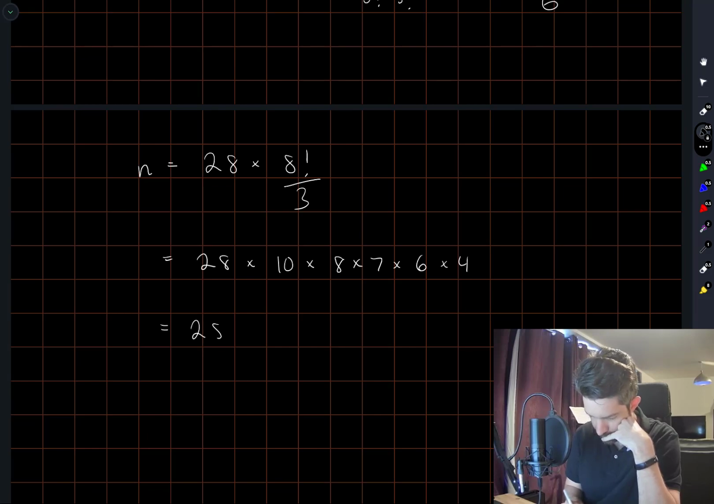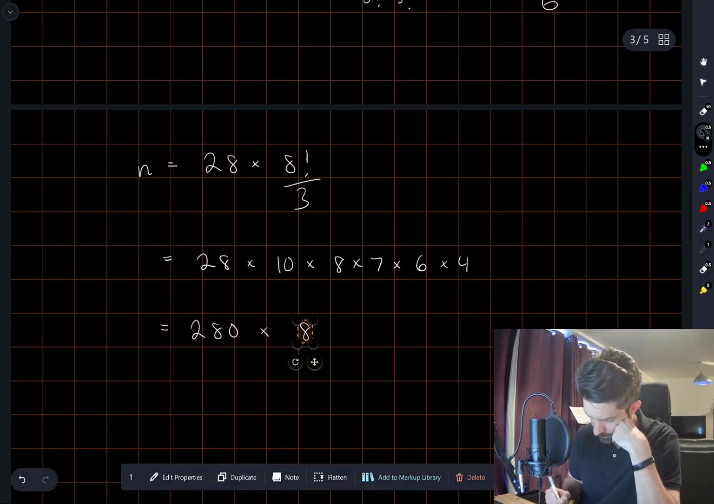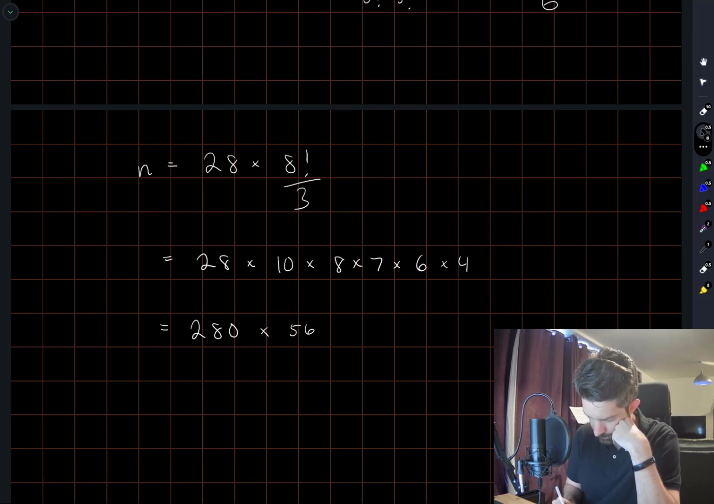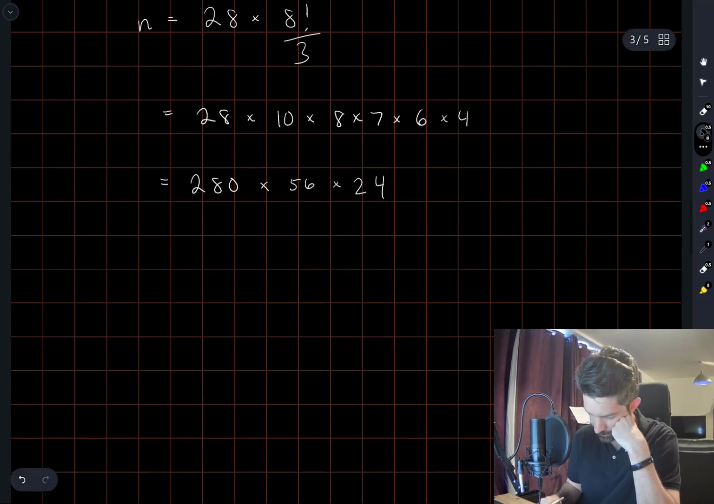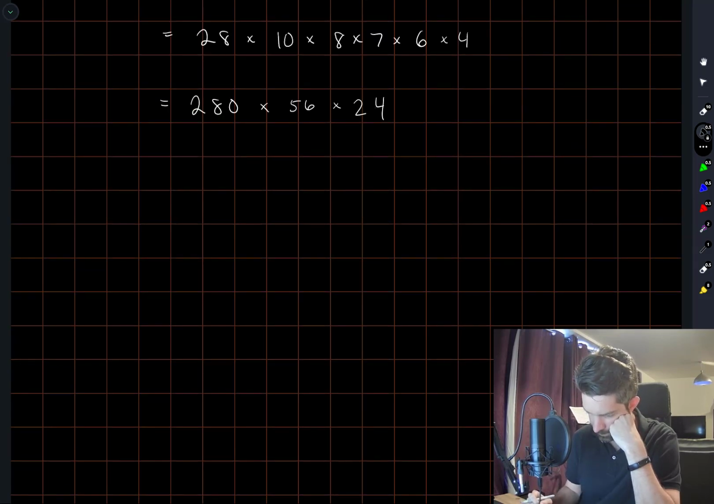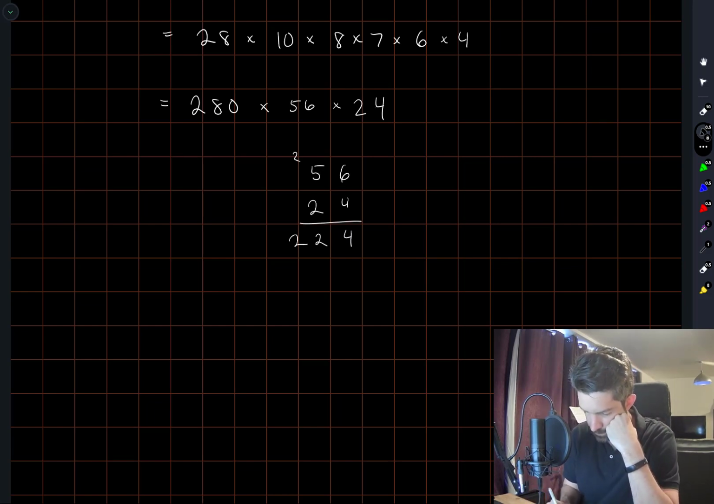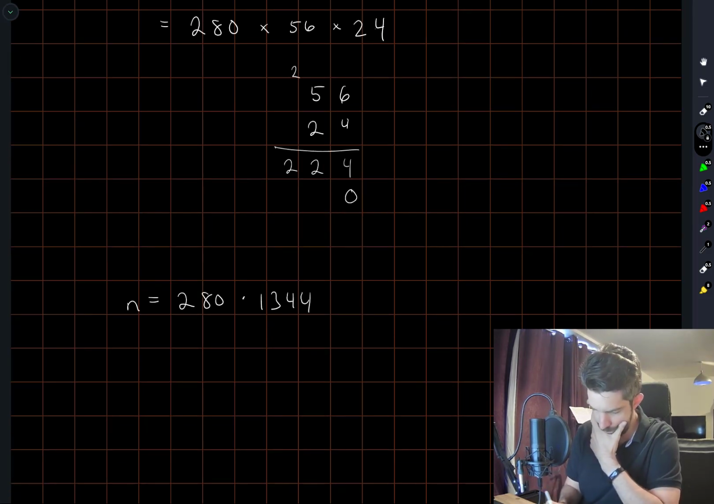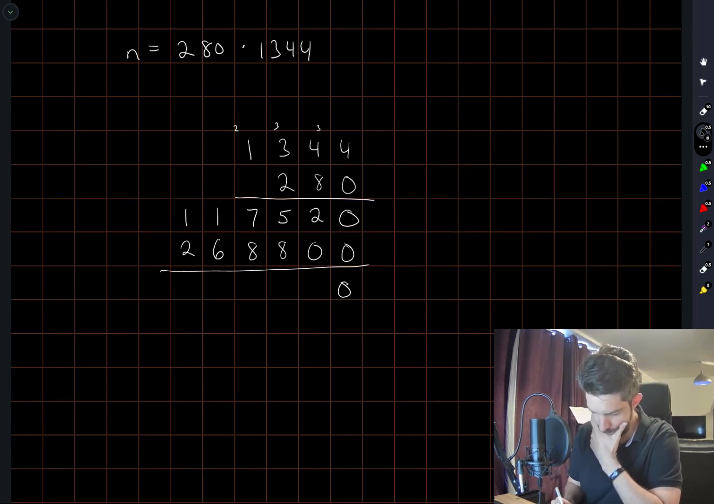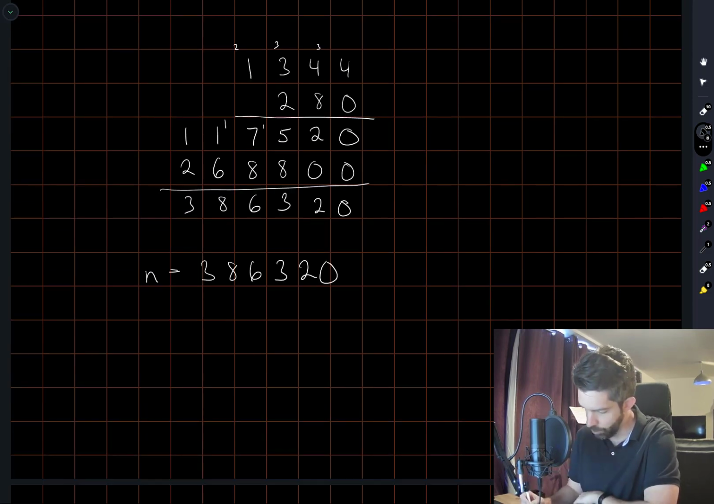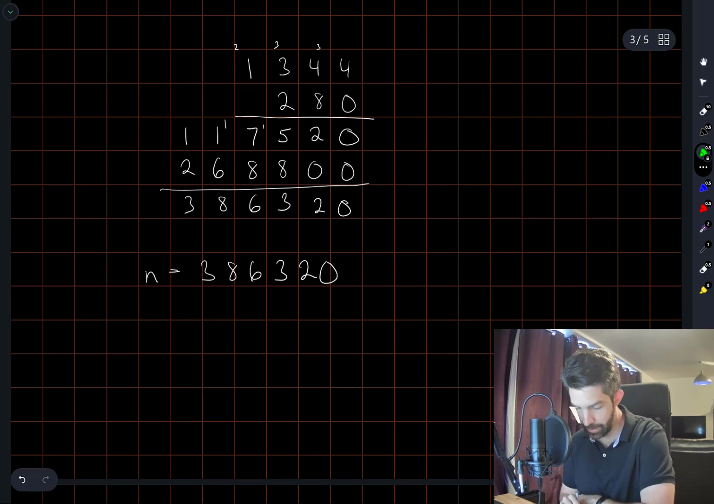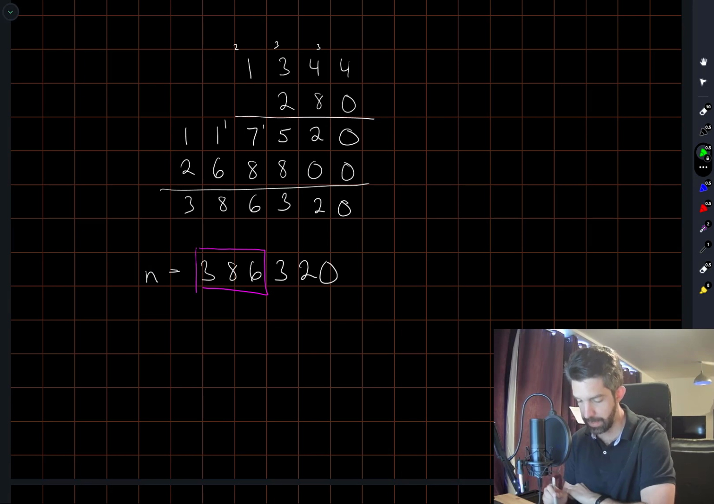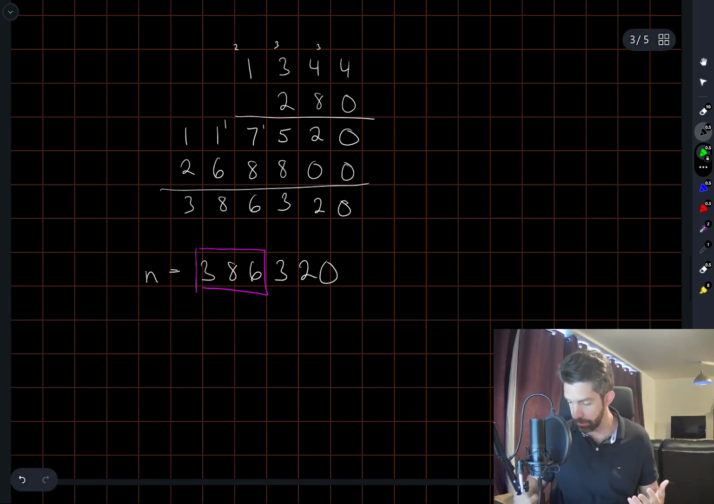Okay, so 280 times 56 times 24. I'm just going to multiply this out by hand. Okay, so the total number of combinations I get is 386,320. So the answer to this question should be 386. I hope this is correct.